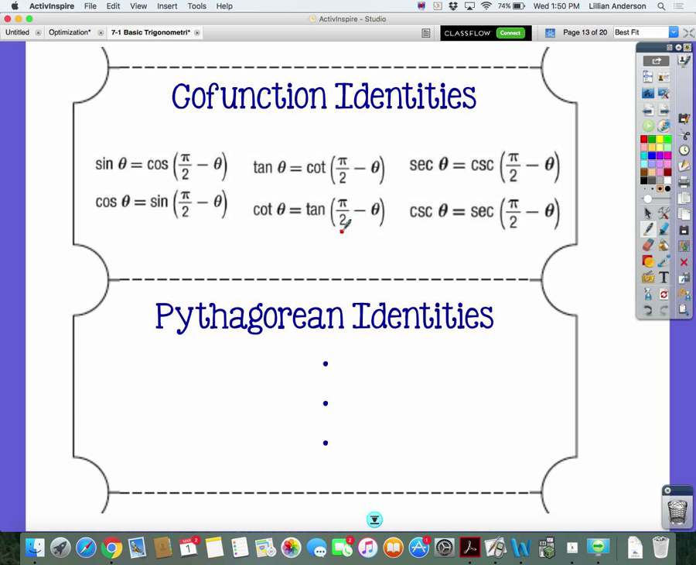You have your quotient identities. So cotangent theta is equal to what? Cosine theta over sine theta.